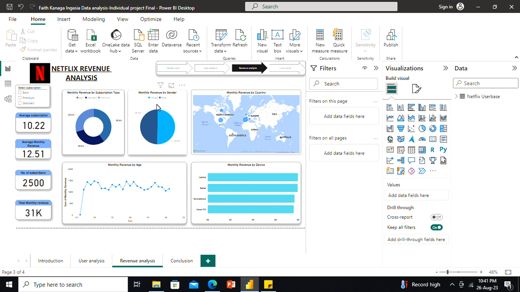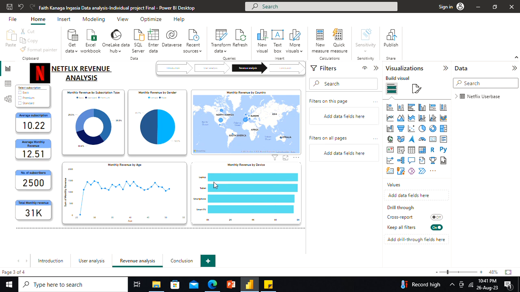Monthly revenue by gender. The female gender generates the highest revenue, followed by male. Then revenue by country. Again, it is the United States, followed by Spain, followed by Canada. Then the rest also generate revenue. Monthly revenue by age. The least revenue still comes from the lowest age, 26. So revenue is concentrated between the ages of 30 to 47.